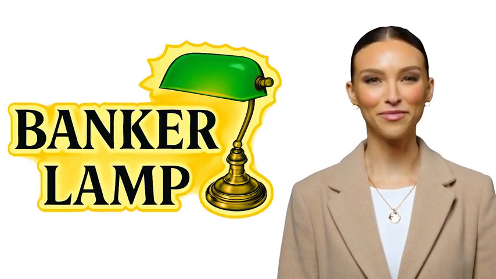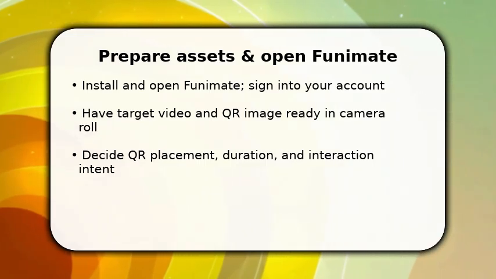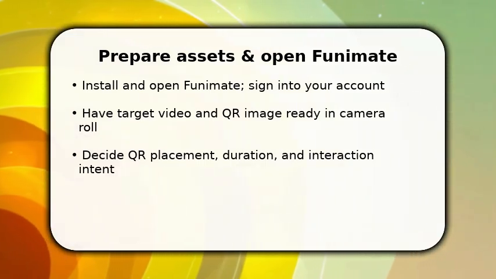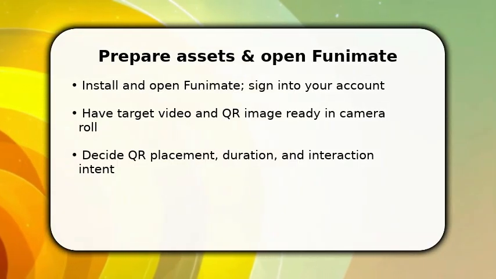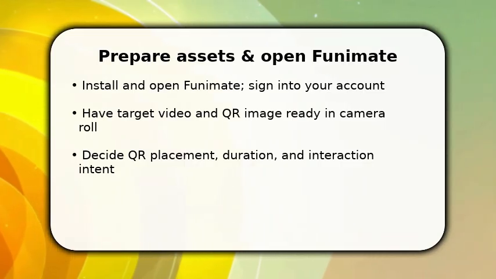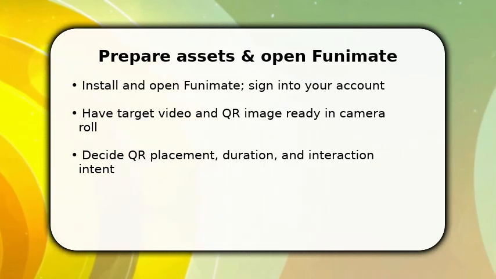Please enjoy the video. You start by opening Funimate and loading the video you want to edit. This is where you set intent. Once done, import the QR image from your camera roll and place it roughly where viewers will focus. Make sure you know whether the QR links to a website, profile, or download. That affects size and timing.